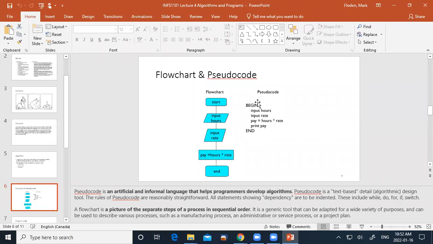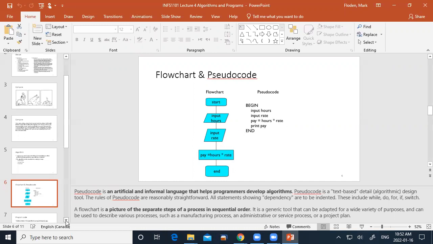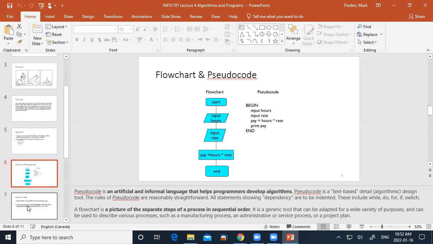And so the same exact process, the same algorithm, is shown in pseudocode. Just like this had a start and an end, pseudocode has a beginning and an end, and then it just explains what's going to happen at each of those steps. Pseudocode is not a computer program, but it could easily be converted into one by somebody who knew how to write a computer program. And so that's pseudocode.